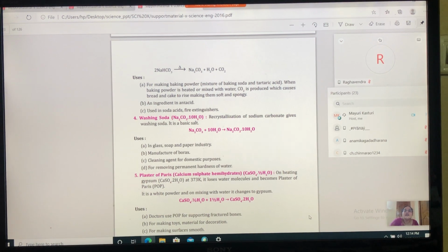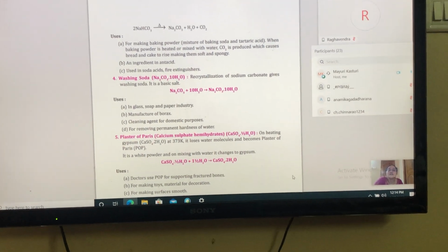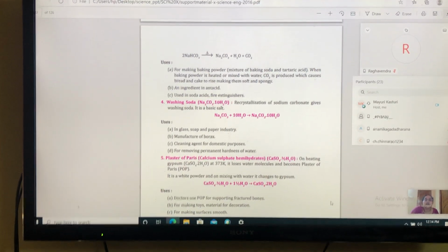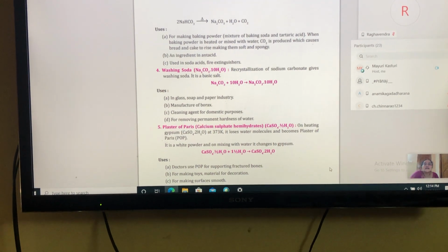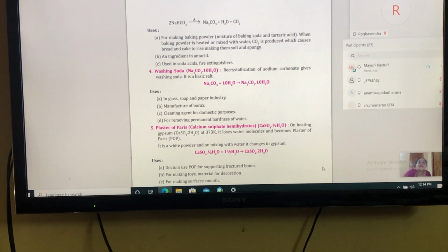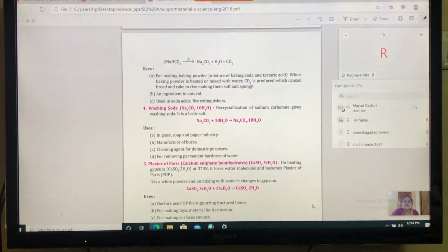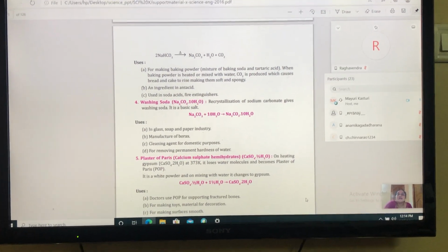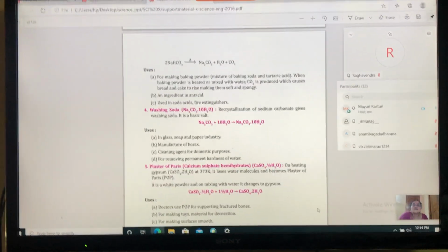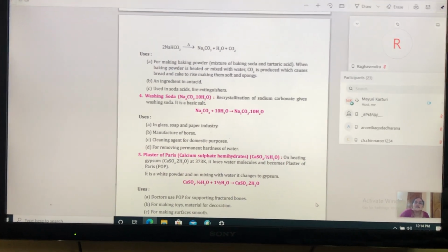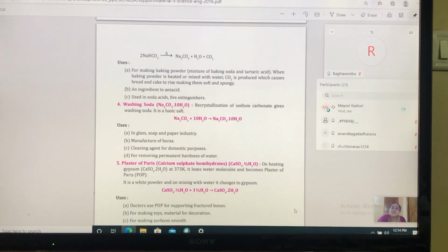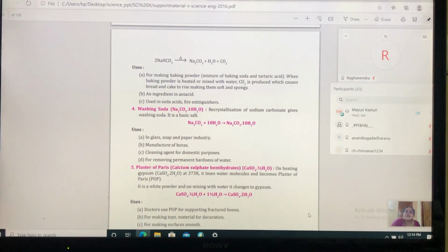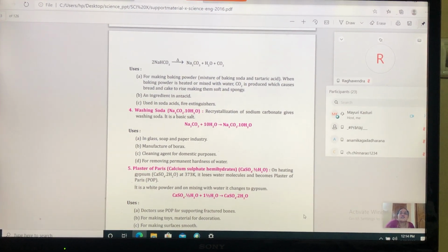So what are the constituents of baking powder? Baking soda and tartaric acid. Now what is the second use? It is used as an antacid. Antacids are used when you get more acidity. Then you take antacids. You can take this sodium bicarbonate as tablets or in the form of a syrup. Now the third one: used in soda acid fire extinguishers also.